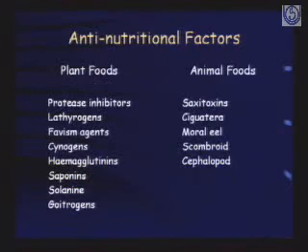Let us first take anti-nutritional factors. For example, protease inhibitors, lathyrogens, cyanogens, etc. in plant foods. They are mainly present in potato, sometimes in cabbage and cauliflower, and also in pulses and legumes. Mostly pulses and legumes contain these toxins. Like lathyrogens, if we eat pulses which have lathyrogens, they will cause paralysis of limbs, and lathyrogens can be removed by proper cooking of pulses. Similarly, animal foods also contain various toxins and cause poisonings like ciguatera, cephalopod, and scombroid poisonings, and they can be prevented by proper cooking of food.